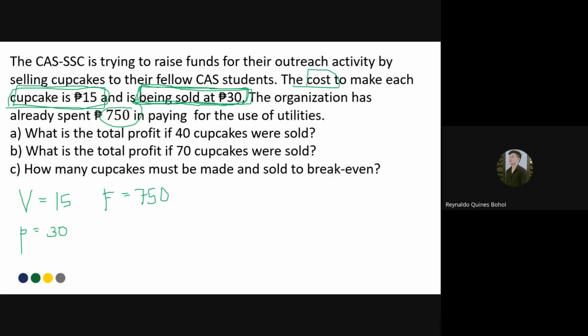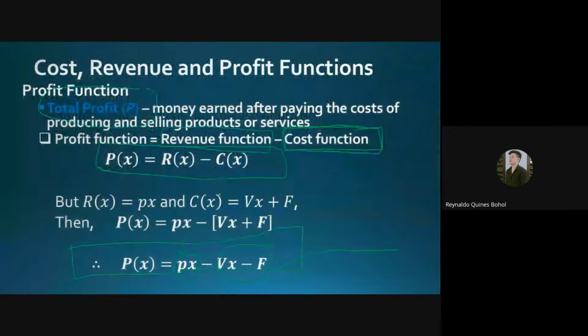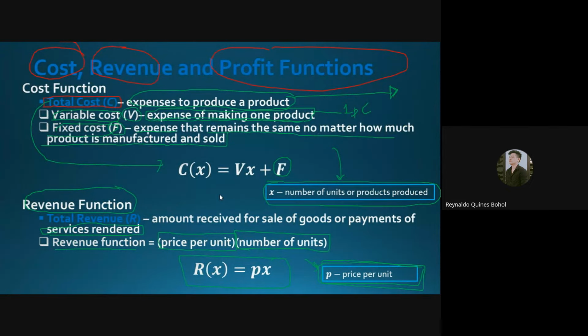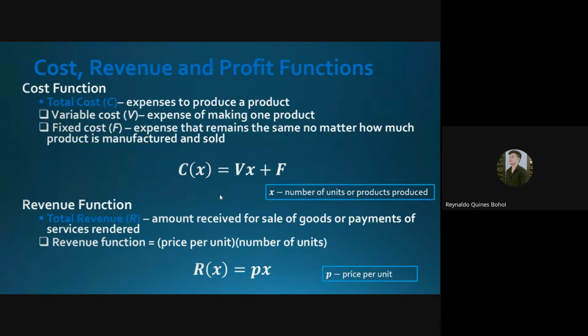So, someone is still typing the answer here. A is 450. There's no question yet. Okay. Again, the variable cost is 50 pesos. A small letter T is 30 pesos. F is equal to 750. So, let's get the cost value. The cost value here is the total cost function, C of x.